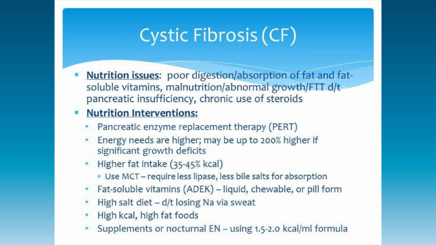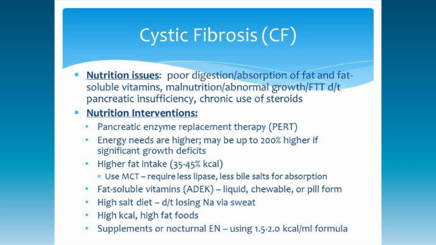Some of the nutrition issues are really related to that previous slide, all that physiology. So poor digestion and absorption of fats and fat-soluble vitamins, because the enzymes aren't able to be released by the pancreas because the ducts are blocked. Malnutrition and abnormal growth, failure to thrive. When we see an infant with failure to thrive who is falling off the growth chart, a lot of times they'll right away do some tests to see if they have CF and rule that out. Chronic use of steroids: these patients are usually on long-term steroids, and we know there are drug-nutrient interactions with steroids, so they're going to need a calcium supplement.